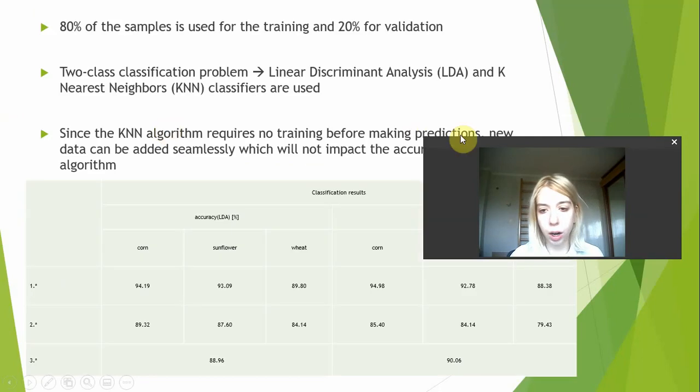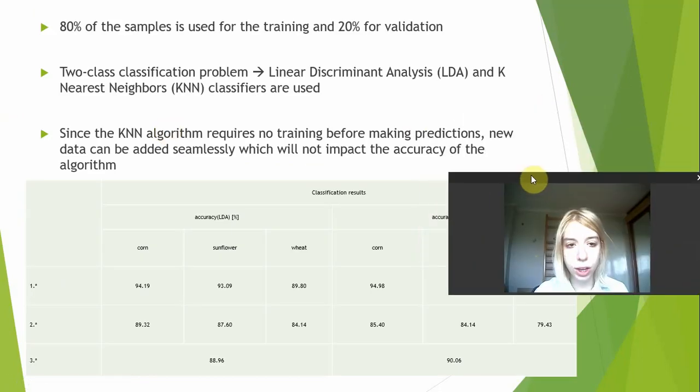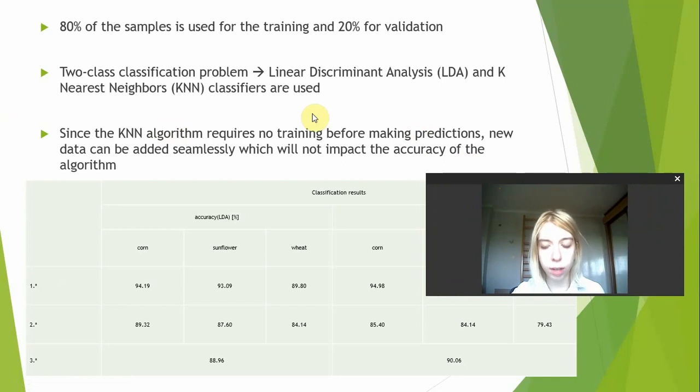So the results are the following. We used 80% of the samples for training and 20% for validation. Since this is a two-class classification problem, we used linear discriminant analysis and k-nearest neighbors classifiers. The k-nearest neighbors classifier is very useful in this case, since no training before making predictions is required. So new data can be seamlessly added and it would not affect the accuracy of the algorithm.